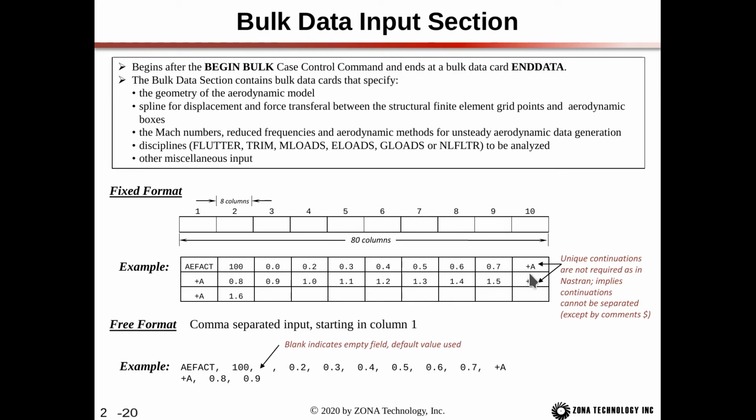So in this example, our continuation character is plus A, and so in the first field of the following line, we have plus A as the continuation string. And then once again, we reuse plus A, and then we have plus A again. This makes it a lot easier to input your continuation lines. You don't have to make sure that they're all unique. You could also just use the plus character if you would like. Also, the continuation can be blank. So your AEFACT card here in the 10th field can be completely blank, and then the continuation line would have 8 space characters in the first field, and then you would have the numbers.